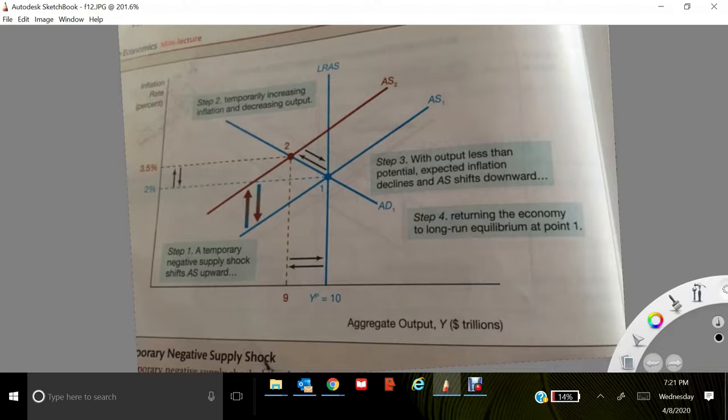Okay, so looking here at page 536, figure 12, we're going to take the case of a temporary negative supply shock. Okay, so let's see, we're starting at point 1 here. Looking at step 1, temporary negative supply shock.